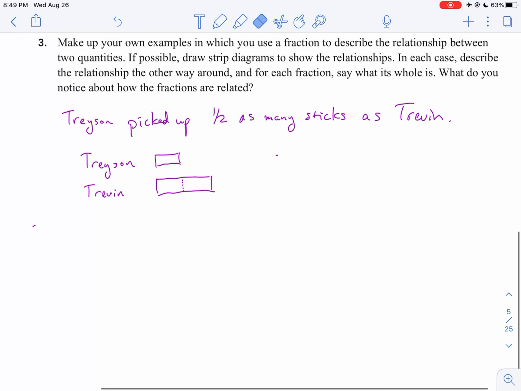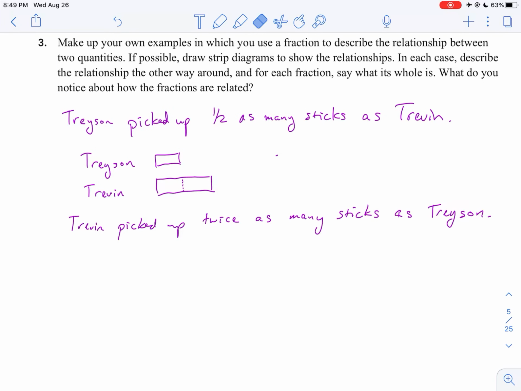All right, and then here, if I write it out the other way around, Trevin picked up twice as many sticks as Trayson. So in this case, Trayson is the whole. The amount he picked up here, Trevin's was the whole.